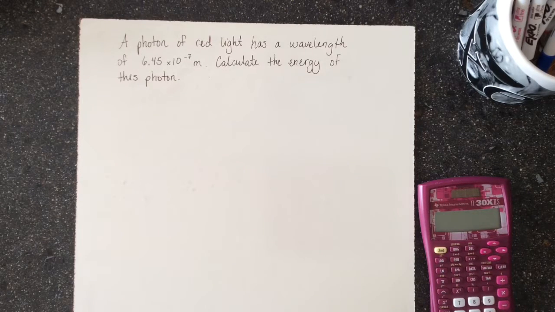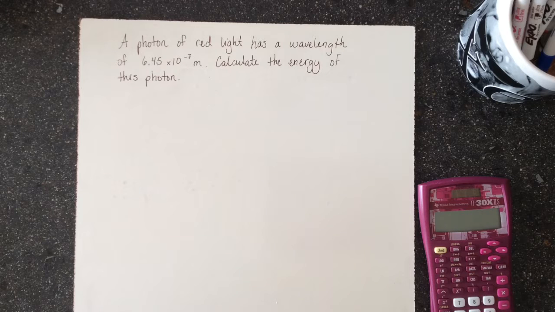Here's the solution for how to answer a question that deals with calculating the energy of a photon of light. In the example problem that you're seeing on your screen here, we have a photon of red light with a wavelength of 6.45 times 10 to the negative 7th meters. And we're asked to calculate the energy of the photon.